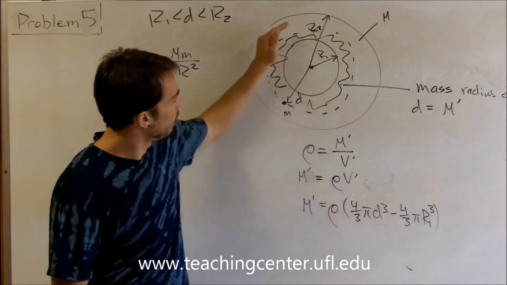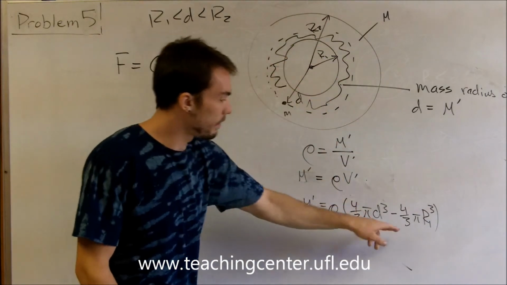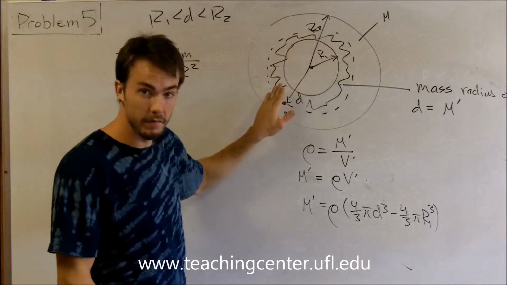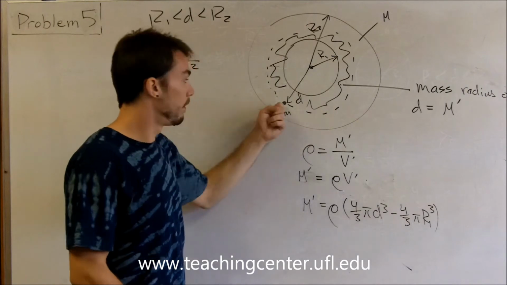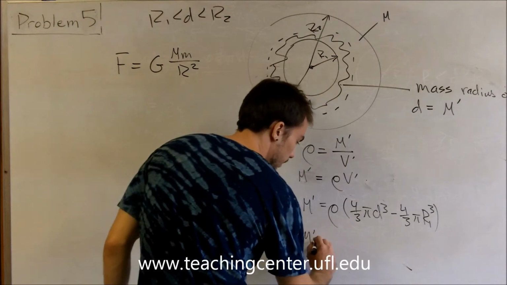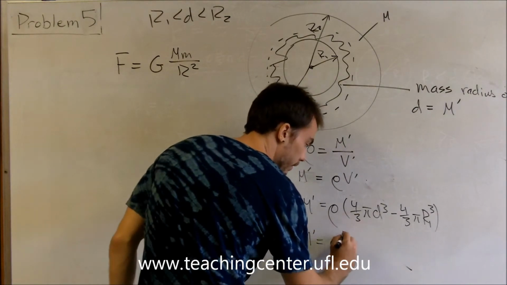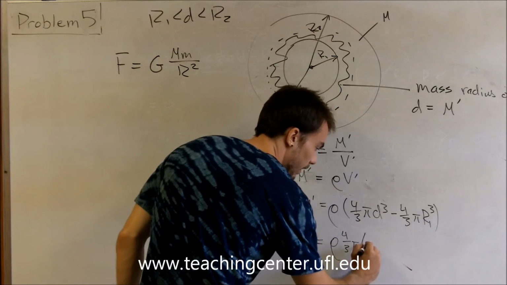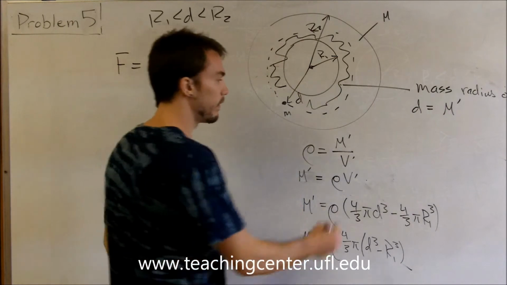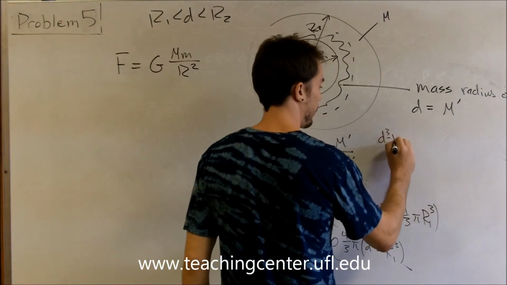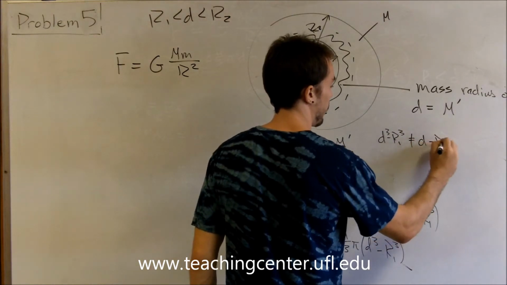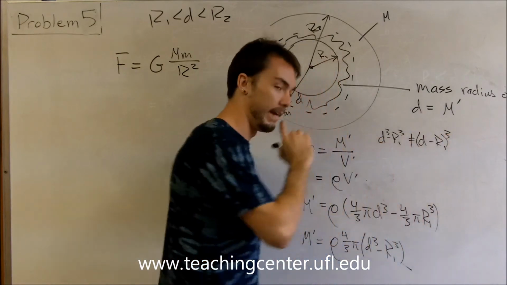We're going to take the volume of the sphere at d and subtract the volume of the sphere at r1. That'll give us this volume right there where m prime is located, which is the mass that's contributing to the gravitational force on our little m point mass. So we can rewrite this, pull out the 4/3 pi, and just leave our d cubed minus r1 cubed. Just remember, d cubed minus r1 cubed is not the same thing as writing d minus r1, all cubed. Those are not equal to one another.